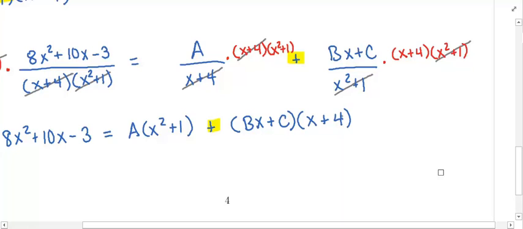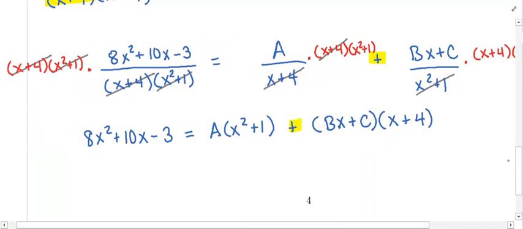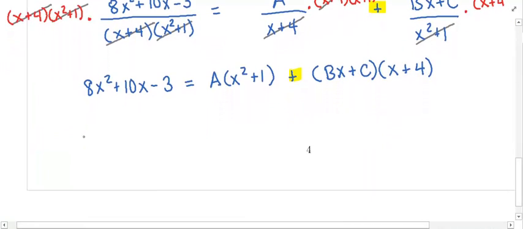Okay? Fractions are gone, and we're going to have to clean this up. All right, so here we go. I'm not going to do anything to the left side because it's in the format ax squared plus bx plus c. Multiply out the right side. Here we need to distribute the a.